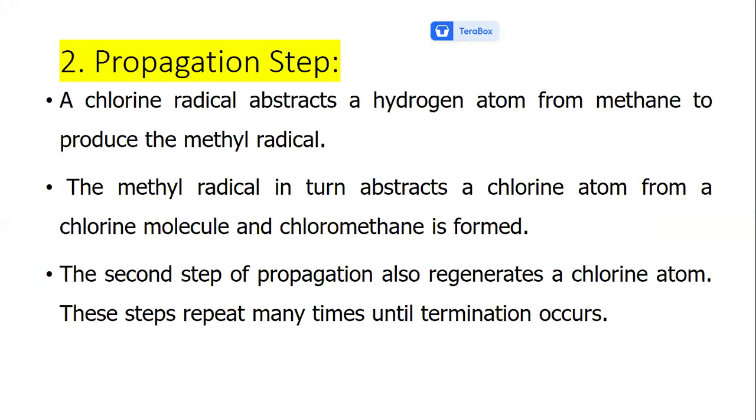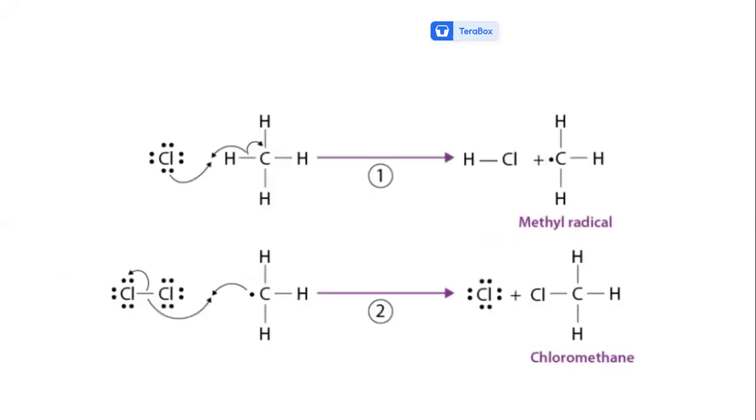Propagation step: a chlorine radical abstracts a hydrogen atom from methane to produce the methyl radical. The methyl radical in turn abstracts a chlorine atom from a chlorine molecule and chloromethane is formed. The second step of propagation also regenerates a chlorine atom. These steps repeat many times until termination occurs. The methyl radical again attacks chlorine to form chloromethane.